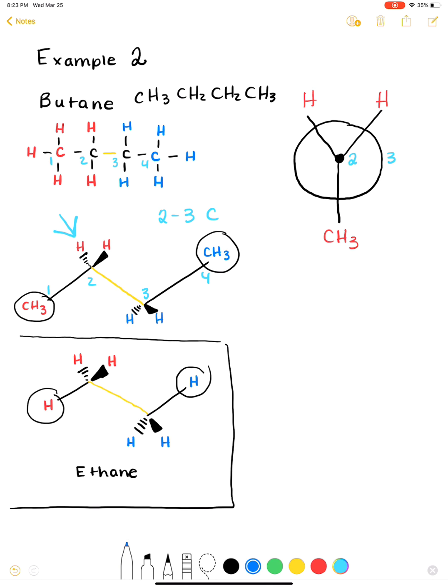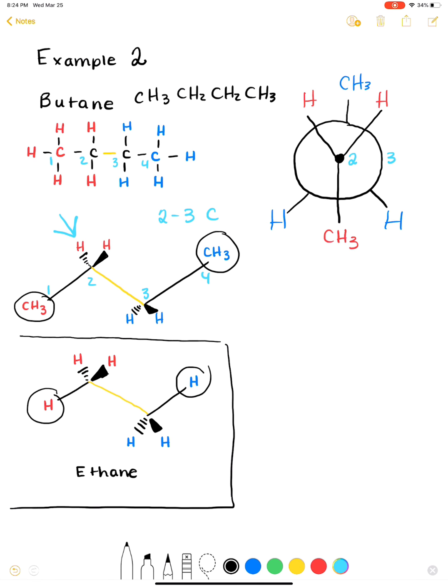The atoms and groups bonded to the back carbon, carbon 3, will be represented in blue, CH3 bonded at the top, and the 2 hydrogens bonded below. These also connect in a Y shape extending from the large circle rather than the center dot to represent that they are coming from carbon 3 and not carbon 2.